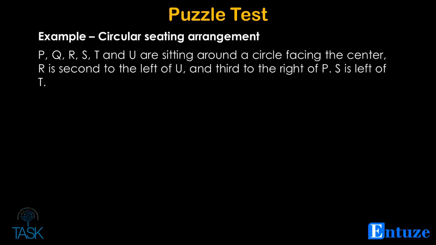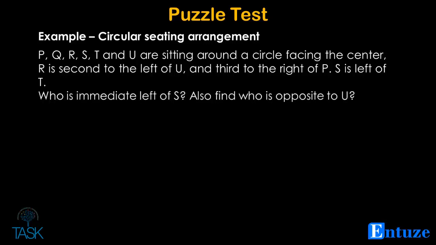Now, let us solve a problem on circular arrangement. P, Q, R, S, T and U are sitting around a circle facing the center. R is second to the left of U and third to the right of P. S is left of T. Who is immediate left of S? Also find who is opposite to U. Let us first draw a circle and keep 6 empty spaces.